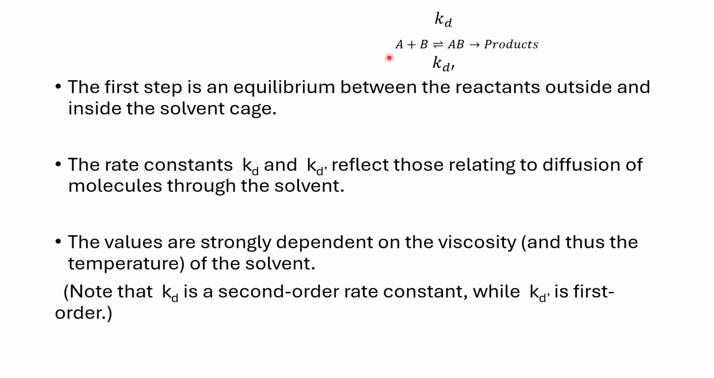So we have reactant A dispersed in the solvent and reactant B also dispersed in the solvent. How frequently can A meet B? It depends on the diffusion of reactants A and B in the solvent. So the rate of diffusion is quantified as K subscript D to form the encounter pair. If the encounter pair is not successful in producing the product, it will dissociate back to the reactants.